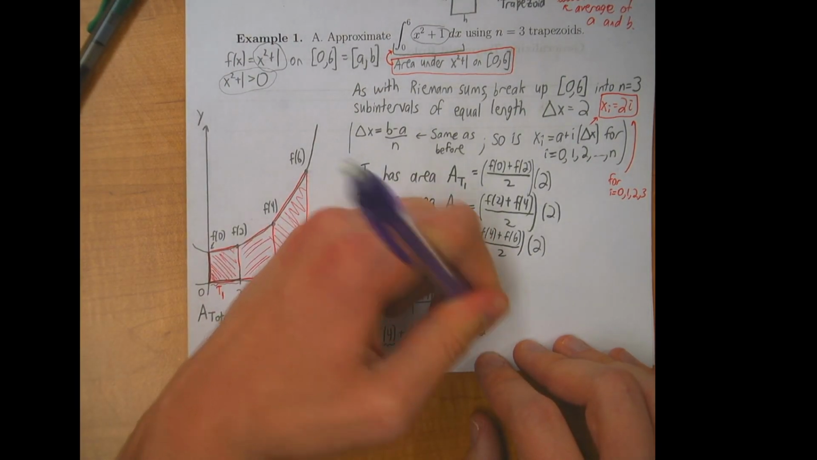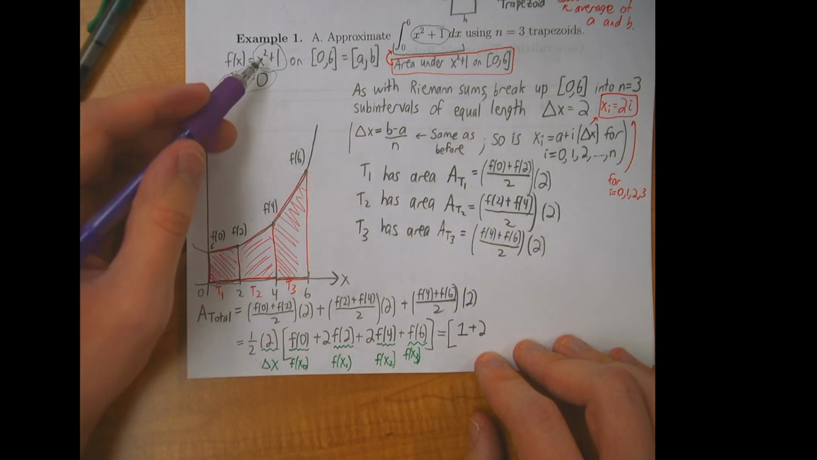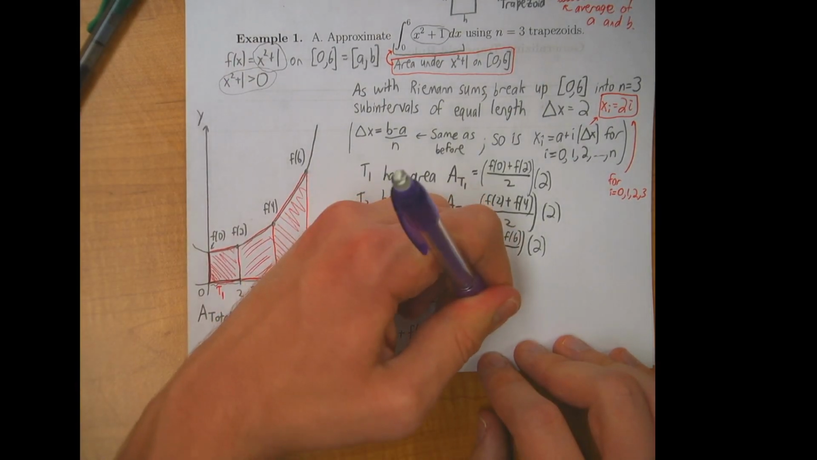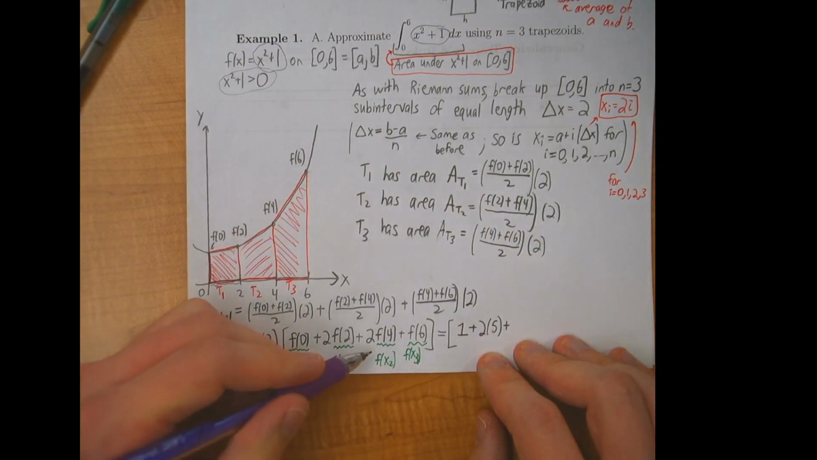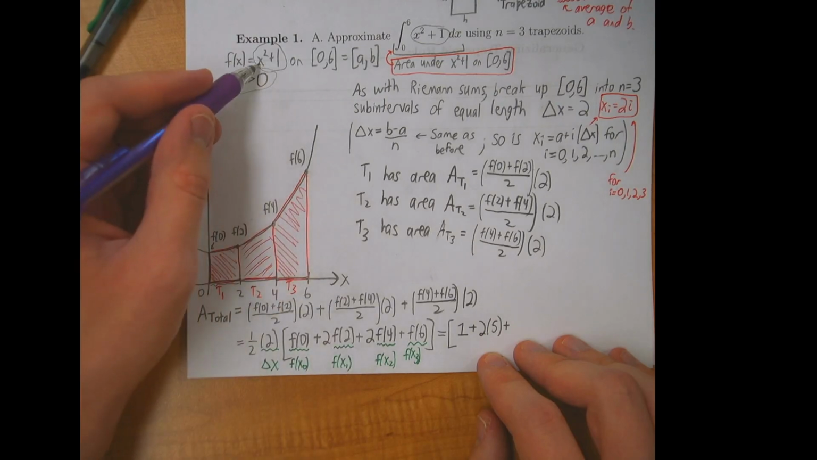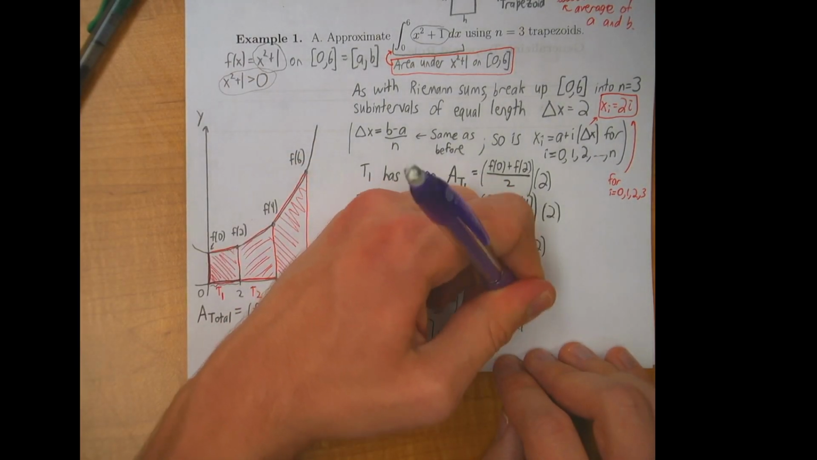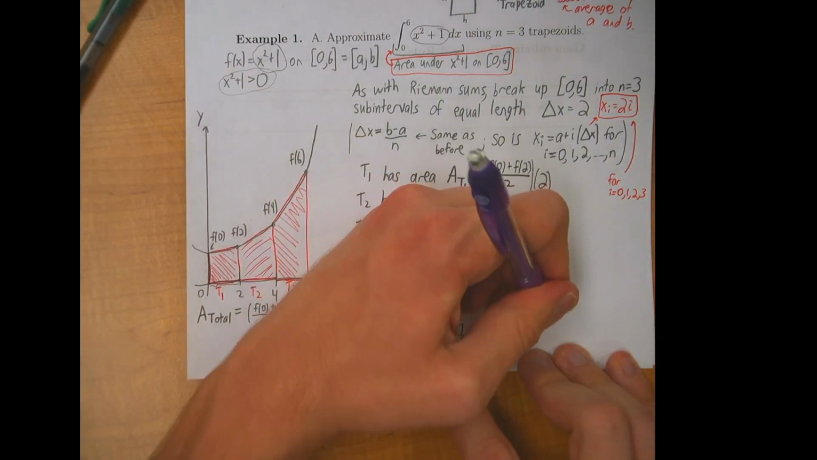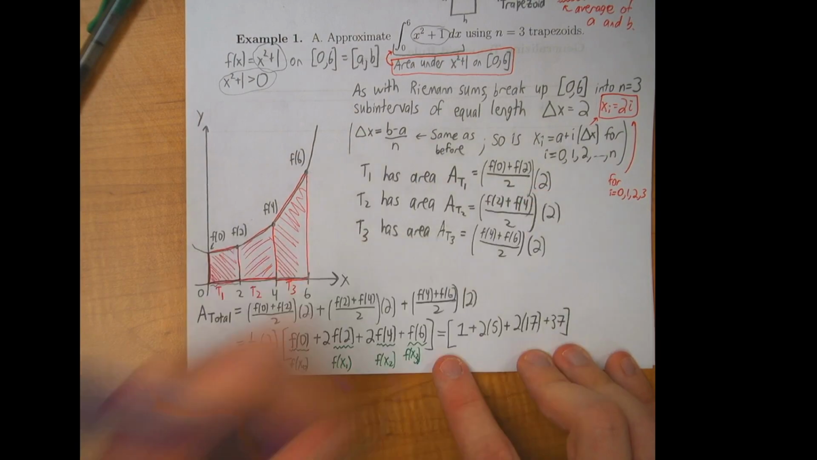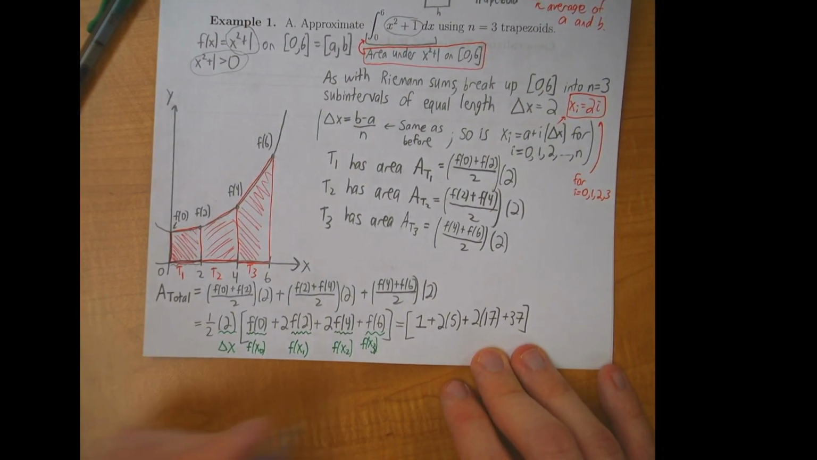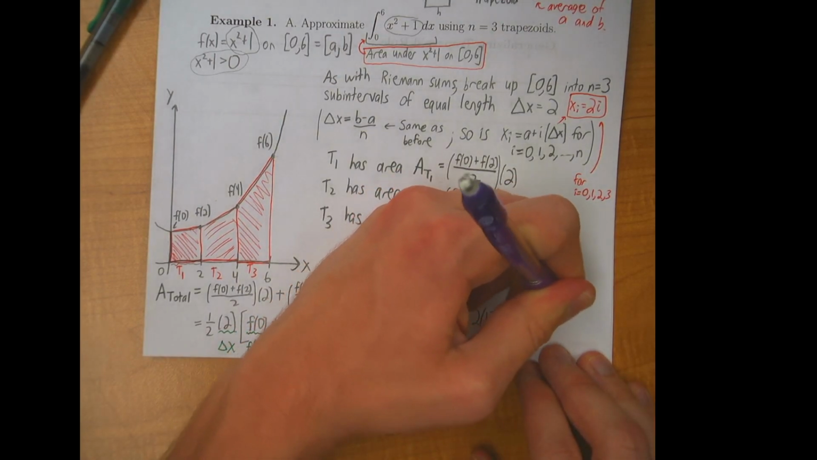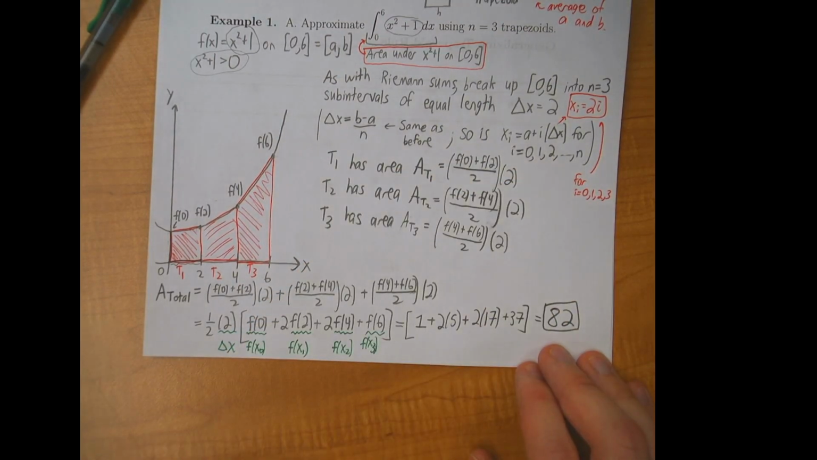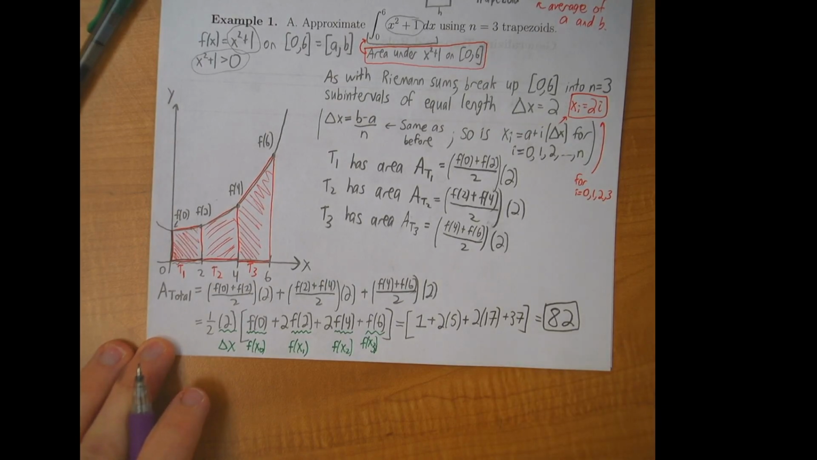Then plus 2 times, well, whatever f of 2 is, so let x equal 2 here to get 5. And then 2 times f of 4, so let x equal 4 here to get 2 times 17. And then let x equal 6 in here to get plus 37. Okay? So, go ahead and add all these terms up, and you should end up with a good old-fashioned 82. So, this will be our trapezoidal approximation in this case.